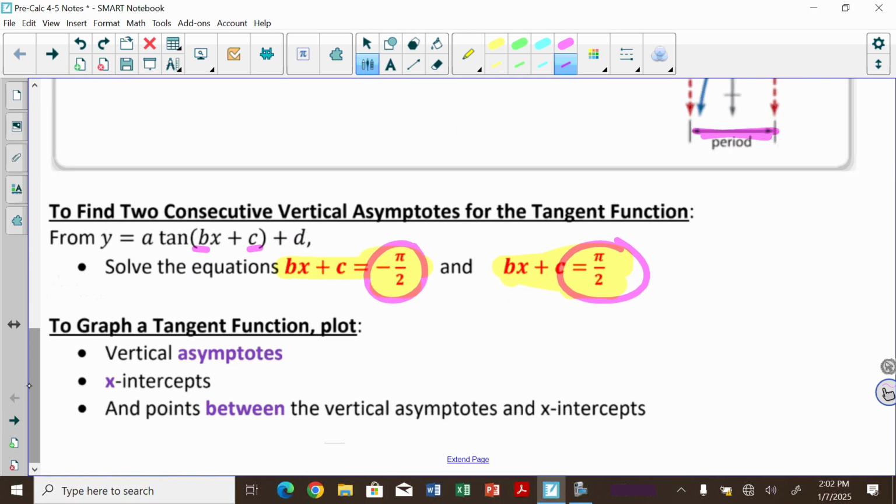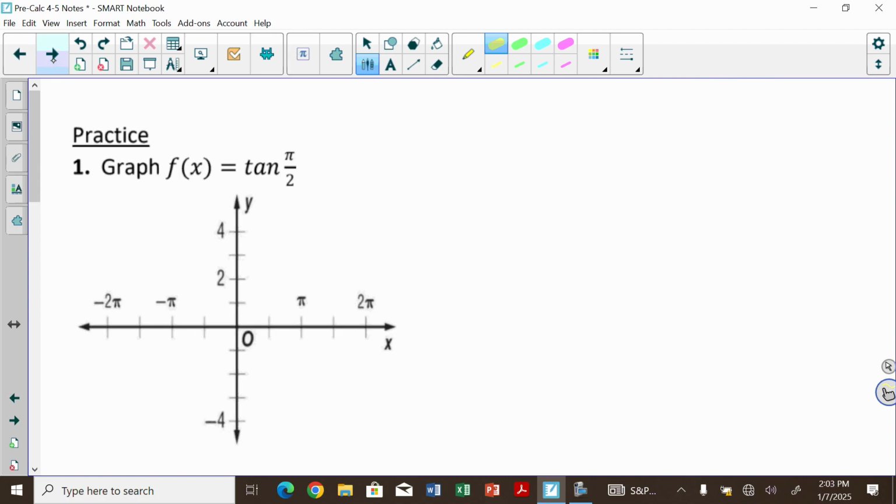So when we graph these, what are we looking to do? If we're graphing a tangent function, we've got to plot our vertical asymptotes, and we can get those from these two equations. They'll give us consecutive ones. Then we can find our x-intercepts, and then we want to get points between the vertical asymptotes and the x-intercepts, and that's how we get our curve the way it is. So let's do some examples here.